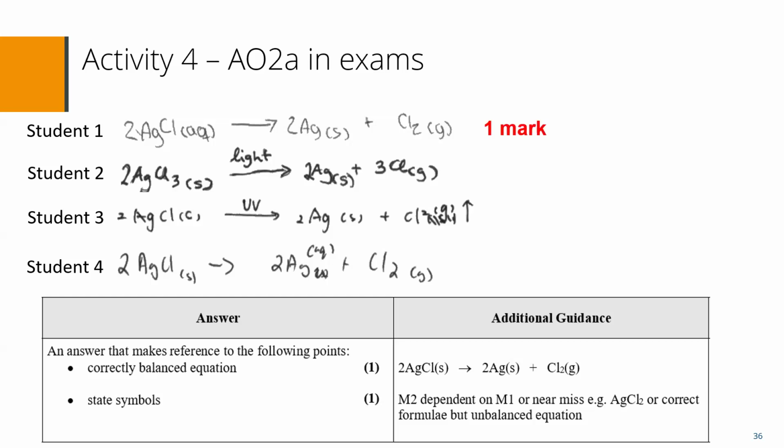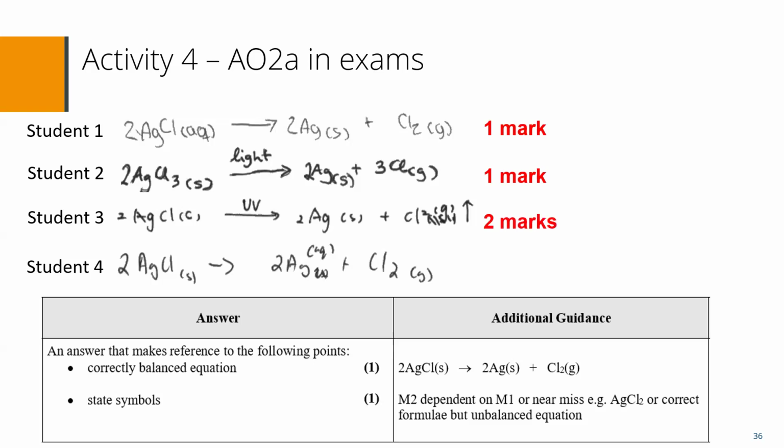Right. Student 1, 1 mark. Incorrect state symbol for silver chloride. Should be solid, not AQ. Student 2, 1 mark on the near miss basis. They've got an incorrect formula for silver chloride, but all the state symbols are correct. So they don't get the first mark, but they do get second on a near miss.